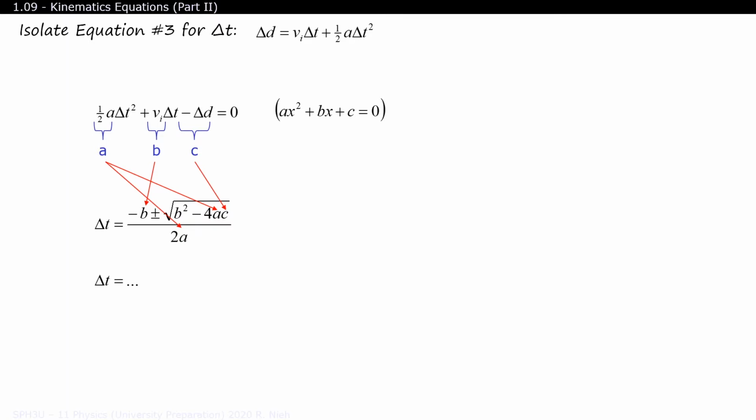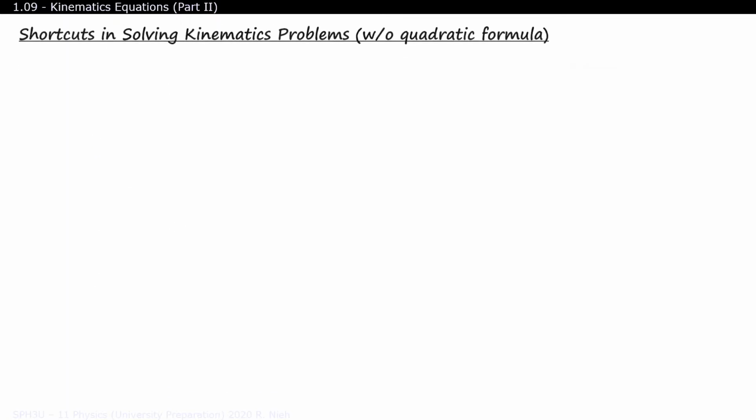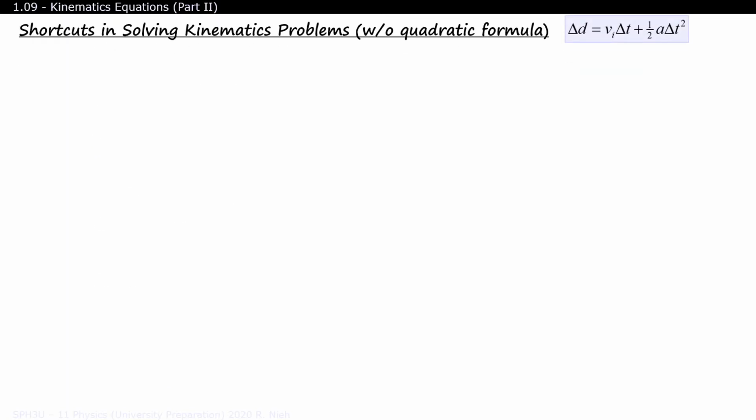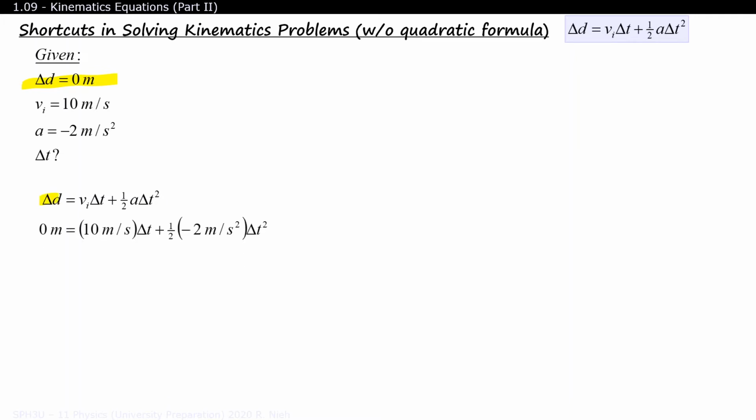However, this isn't always necessary. Sometimes we can get away without using the quadratic formula. For example, with these three givens, you'll notice that one of the terms is 0. In this case, when the constant c term in the quadratic formula is 0, we can solve by factoring out the delta t. With the units removed, we have 0 equals 10 delta t minus t squared. When t is factored out, we can determine the two roots of the equation.